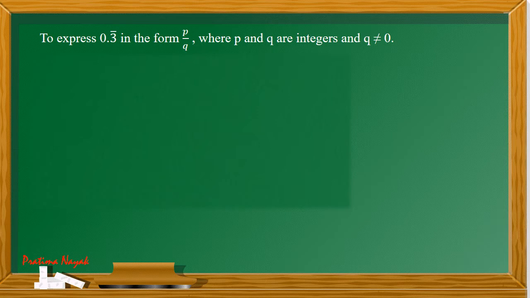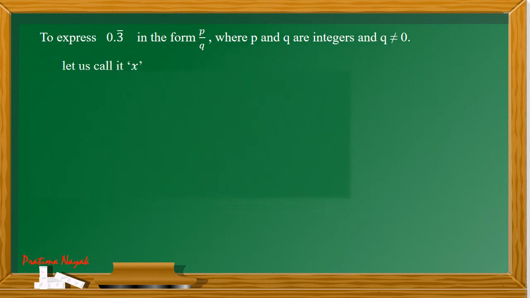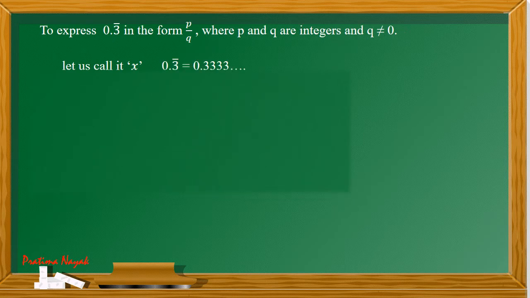First I have taken a very simple recurring decimal, 0.3 bar, to write in the form of P by Q, where P and Q are integers and Q is not equal to 0. You know the meaning of bar. If you don't know, then let us discuss. That means 3 is repeated. So we'll call it X. So what is X? X is 0.3333. Any number of times you can write, but put a dot because it is non-terminating.